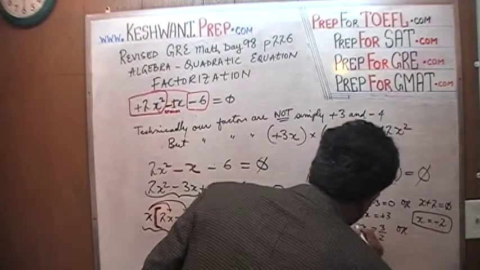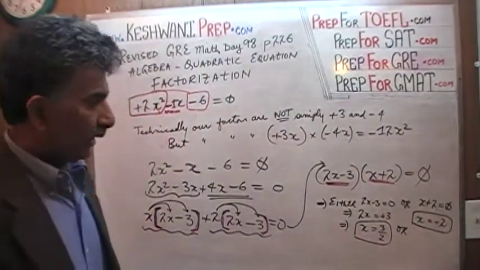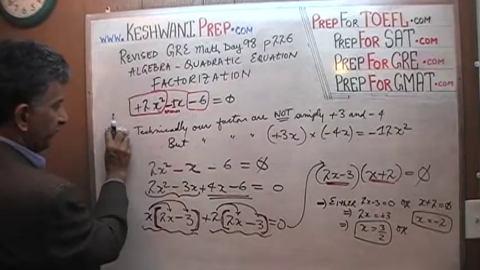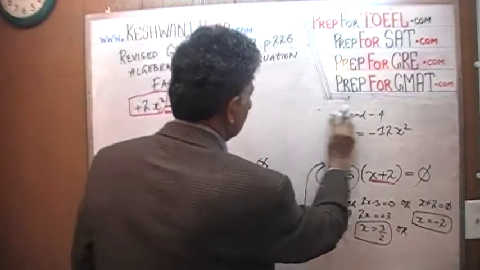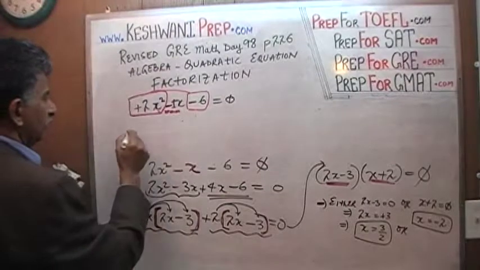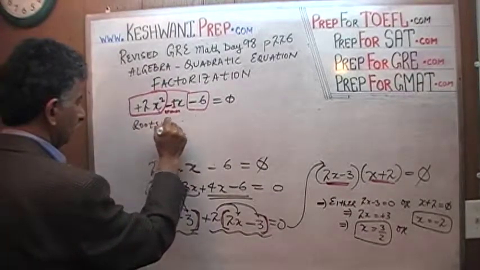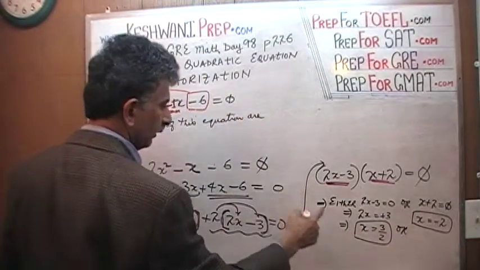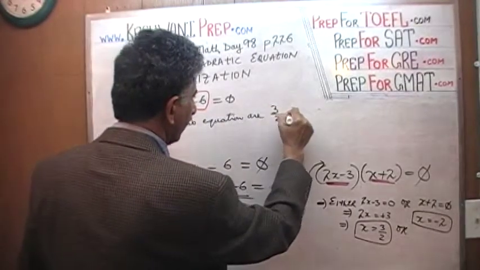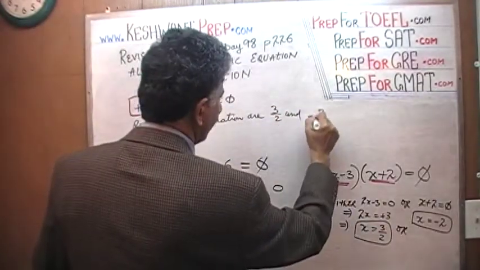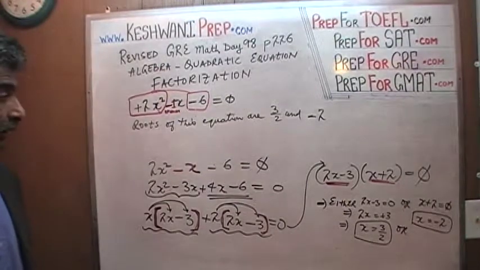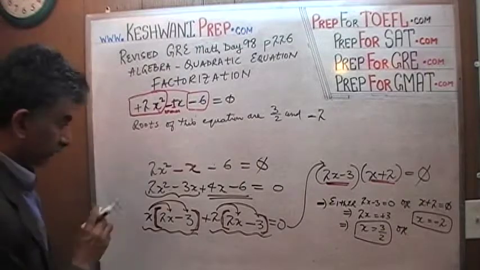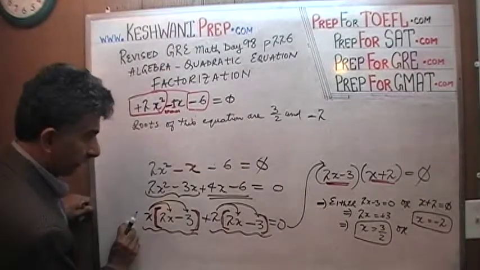Voila. Those are the roots. The roots of this equation are, I'm going to erase this part beneath the room. So now we know that the roots of this equation are 3 over 2 and negative 2. And we're going to verify that in a second. We're going to make sure that we did not make a boo-boo. I need the room again, so I have to get rid of this part.